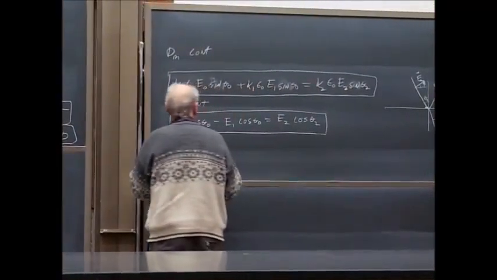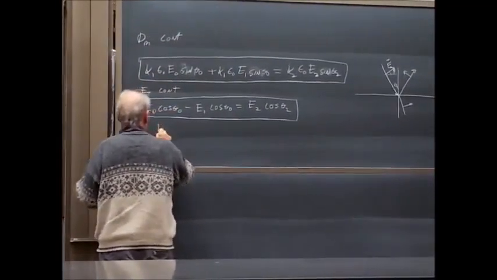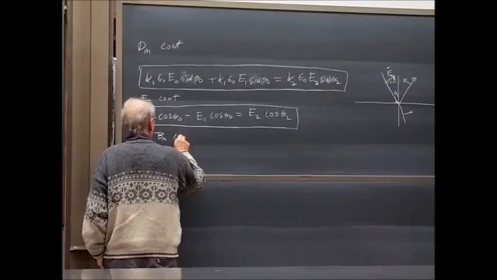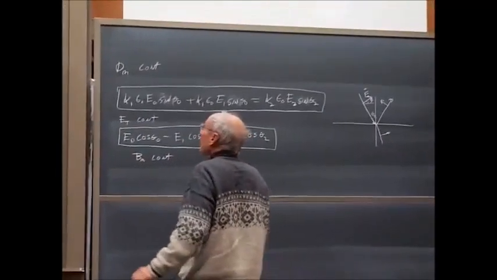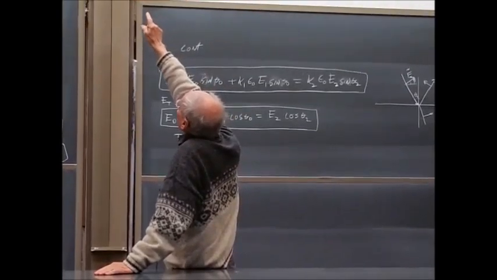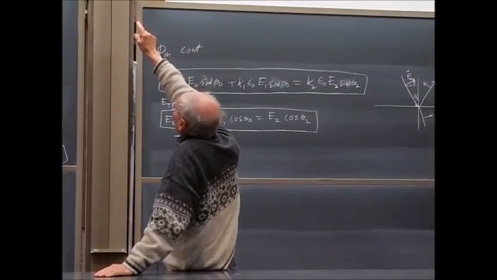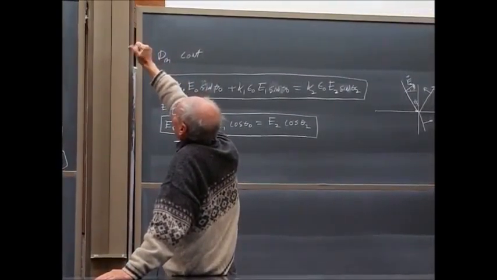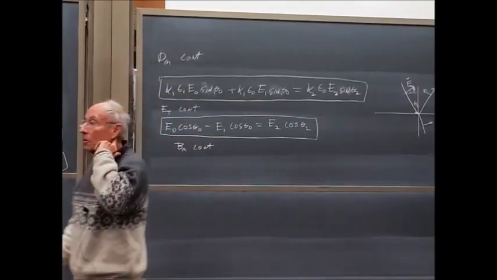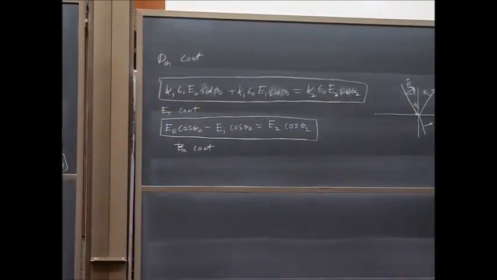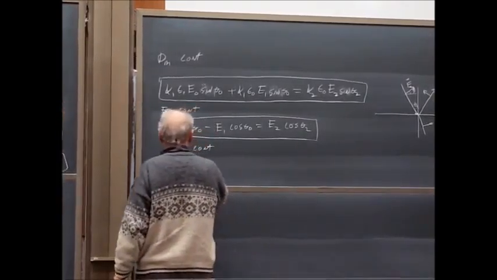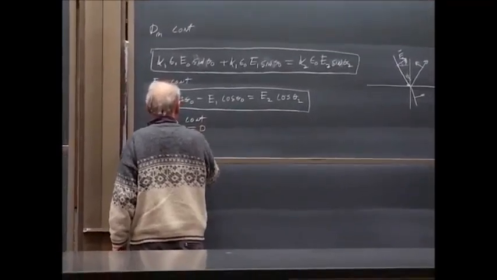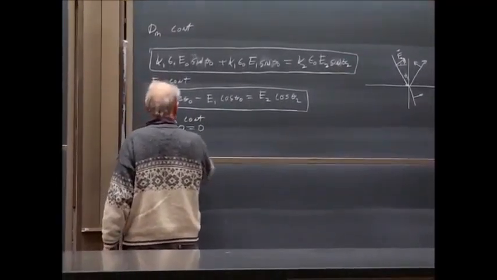Okay. Now we need B normal continuous. Now, in each of those situations, B was out of the board. Since it's out of the board, there is no normal component. It's running perpendicular to the board and therefore parallel to the face. So this just gives us 0 equals 0. Nothing for that one.